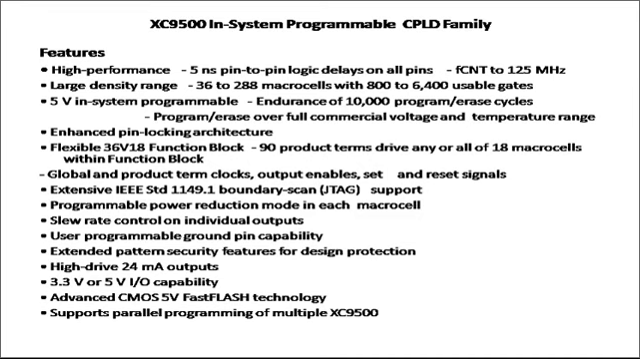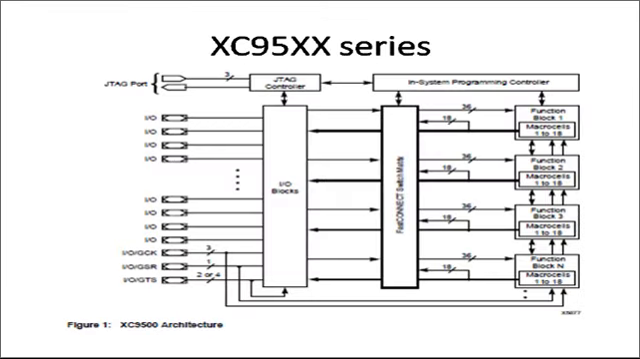Okay, now we will see the architecture of the CPLD. If you look carefully at the block diagram or architecture of the 95XX series, you will come to know that at the top you will find the JTAG controller and the in-system programming controller. These two things are related to in-system programming and boundary scan, and they are connected to the JTAG port. Okay, this has to do with the boundary scan.